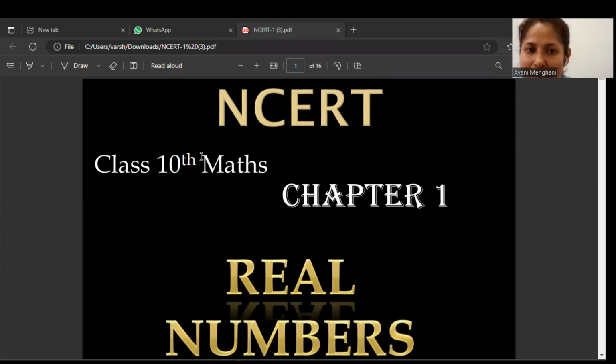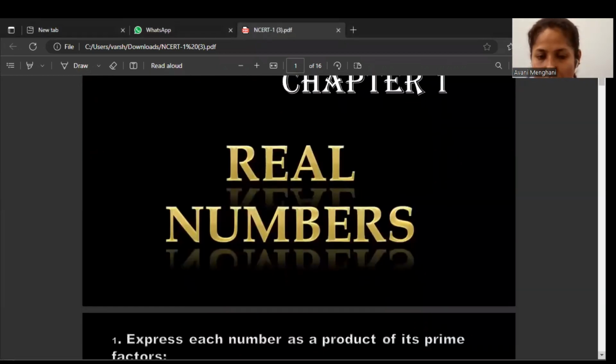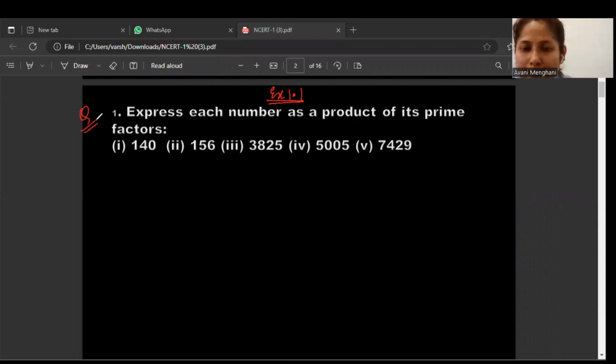We are doing class 10th maths from NCERT, chapter 1, real numbers. We completed all the 4 examples, example 1 to 4. And now let's start exercise 1.1, NCERT class 10th. Exercise 1.1, question number 1. Express each number as a product of its prime factors. In all the examples we did this. Let's complete it very fast.